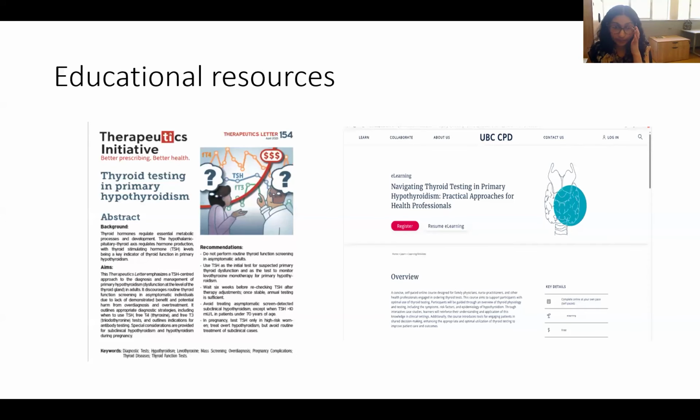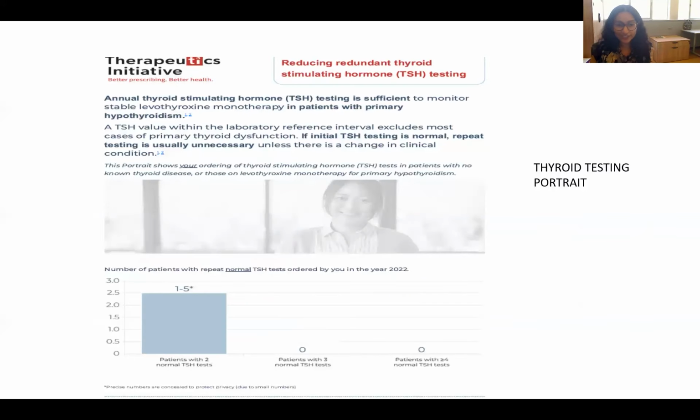There are some additional educational resources on this topic. The therapeutics letter on thyroid testing and primary hypothyroidism has been published and is freely available through our website. We've also worked with the CPD program at UBC to develop a module on navigating hypothyroidism, which is also freely available, and if any of you want to look at that, you can go ahead. In addition, we have a portrait for practitioners in BC where you get to see how many of your patients had repeat normal TSH tests done: patients with 2 normal TSH tests within the year, 3 normal, and 4 normal.